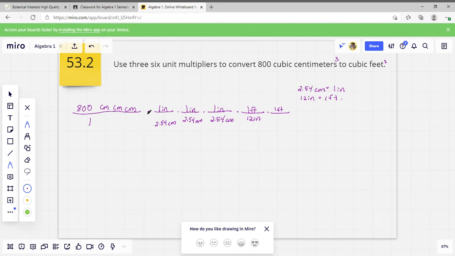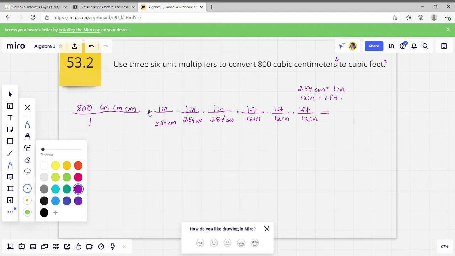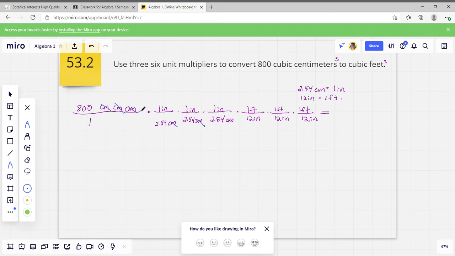1 foot, 12 inches. It's just like when we were doing squared. 1 foot, 12 inches. All right, so now I can cancel my units. Centimeters, centimeters, centimeters, centimeters, and another centimeter cancels out. Then my inches cancel out my inches. And the last one. All right, and then on the top, I'm left with 800.